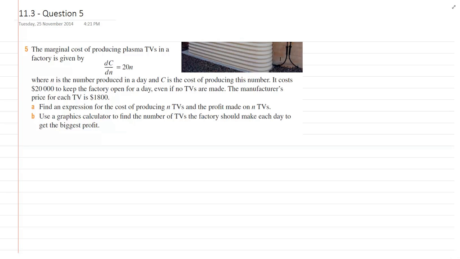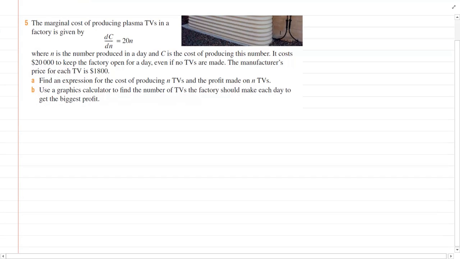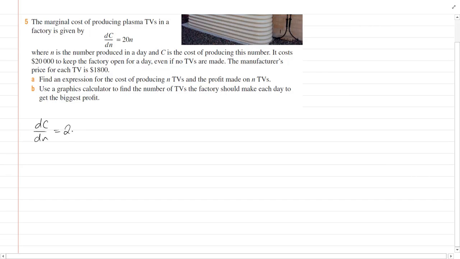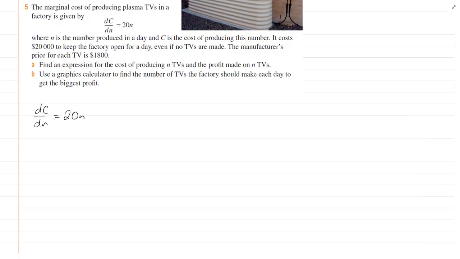Question 5, as requested by one of you, to do with integrating a function of cost in terms of the number of TVs built by a manufacturer. The first statement is the marginal cost of producing plasma TVs in a factory is given by dC/dn equals 20n. n is the number produced in a day, and C is the cost of producing this number.